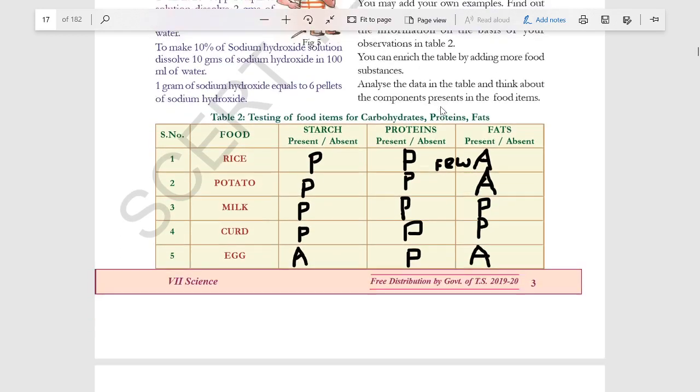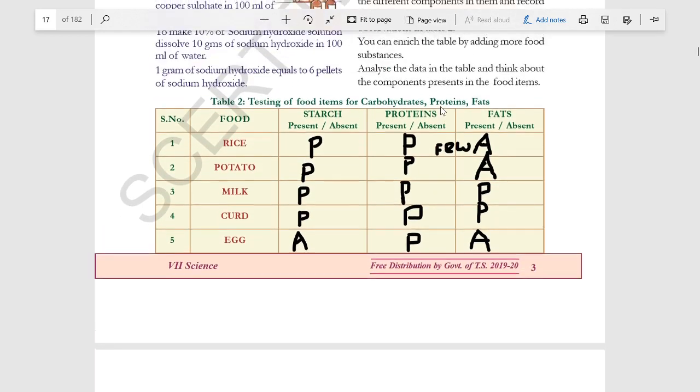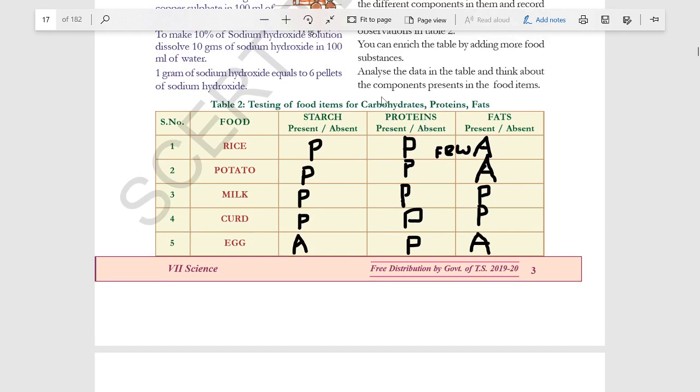Testing of food items. How can you test how much protein, how much starch, and how much fat is present in food items like rice, potato, milk, curd and egg? By performing the above experiments, you can say whether it is present or not. So in rice, starch is present, yes, present.